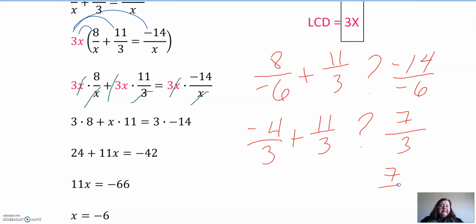Okay. My right-hand side is still 7 thirds. Now negative 4 thirds plus 11 thirds is also 7 thirds. So both sides are equal, so this would be our correct answer. So x equals negative 6.